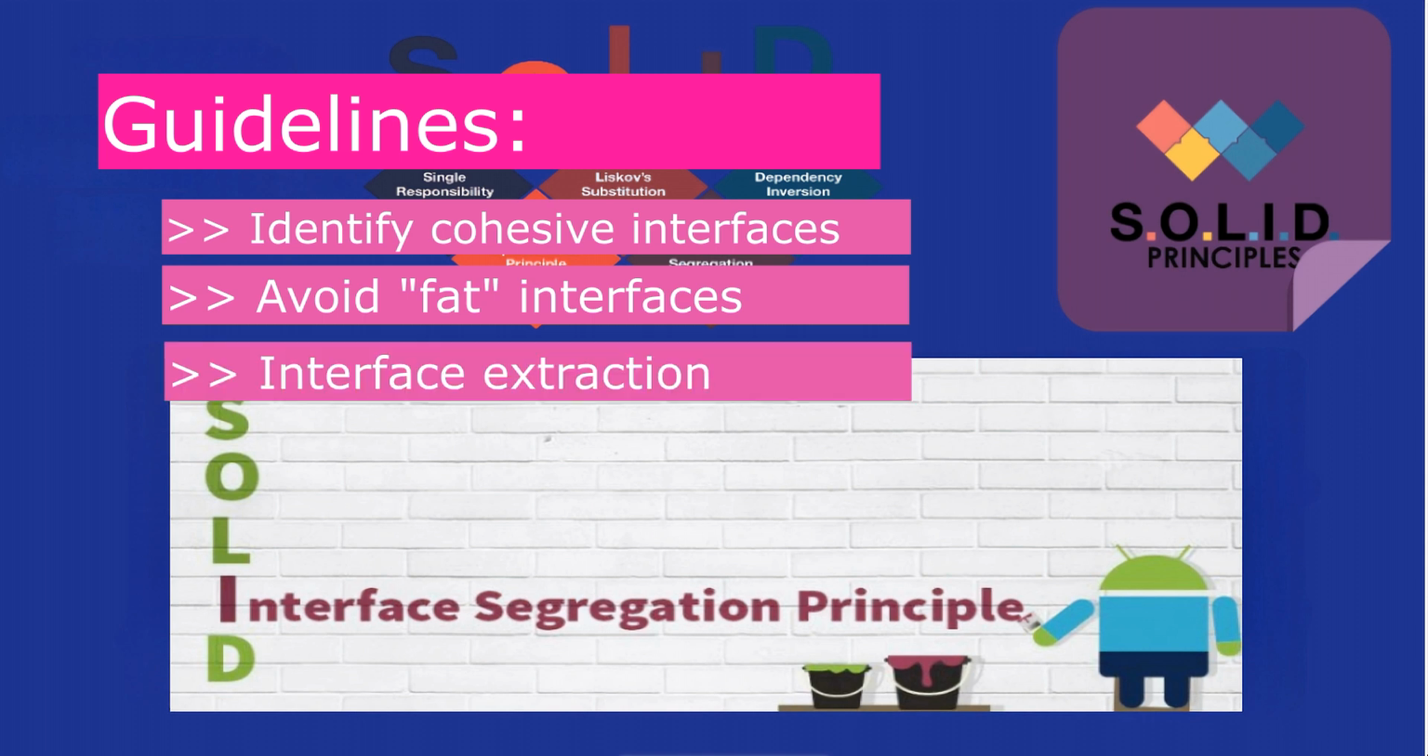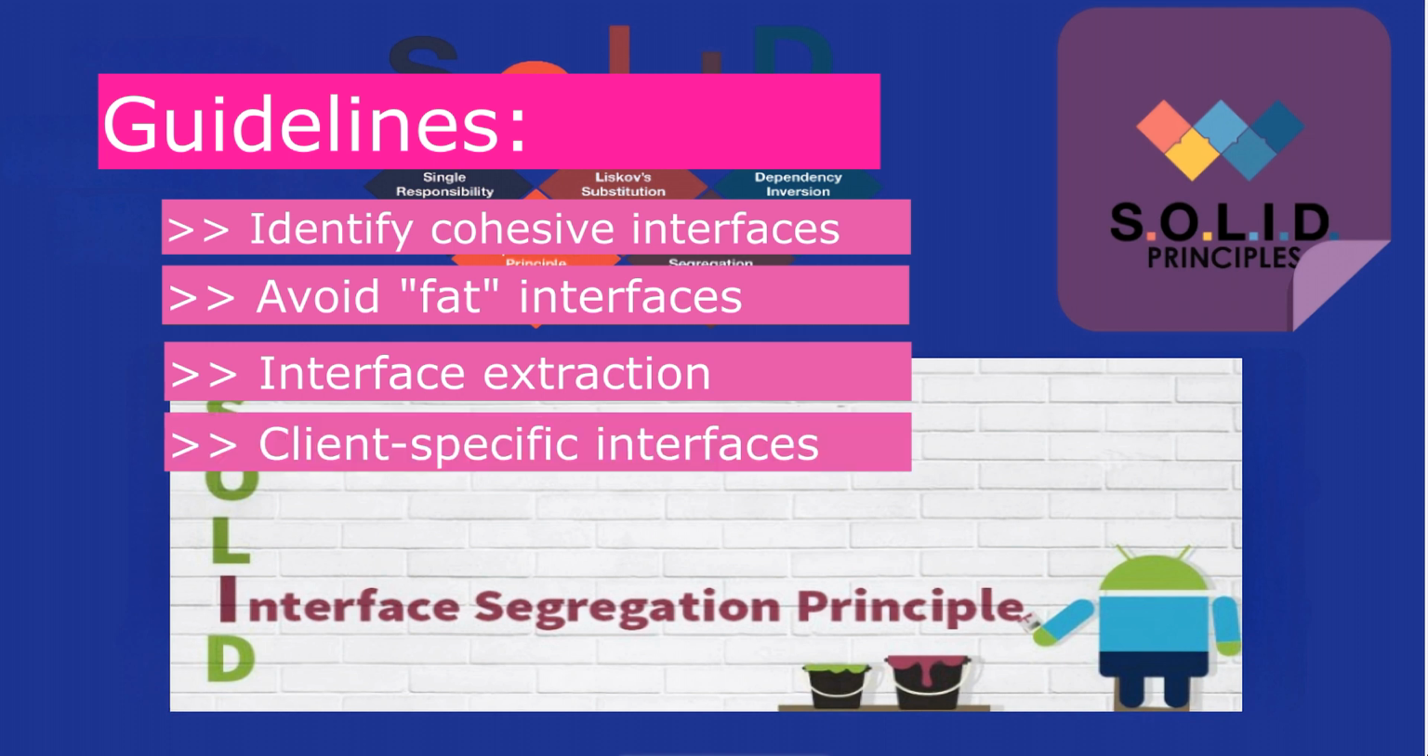Next, interface extraction. When an existing interface becomes too large or is used for unrelated classes, consider extracting smaller interfaces that satisfy the specific needs of the implementing classes. Next, client-specific interfaces. Create interfaces that suit the needs of each client class to ensure they only implement the necessary methods. These are the few guidelines we need to consider while implementing the interface segregation principle.